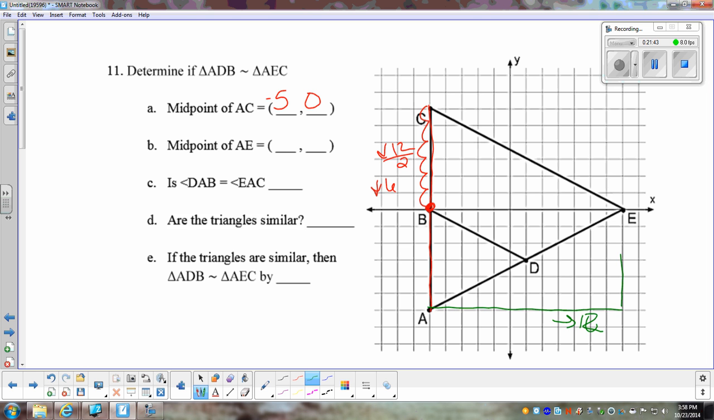For AE, I went over 12, up 6, divide that in half. I want to go up 3 and over 6. Here at point D, which is the point 1, negative 3.